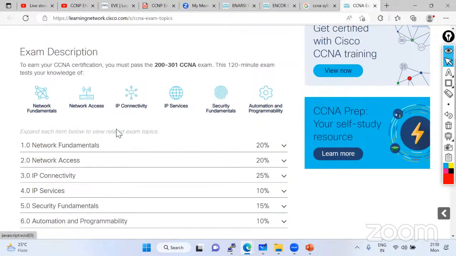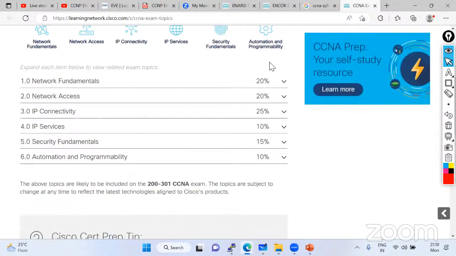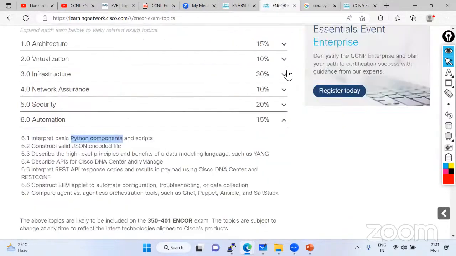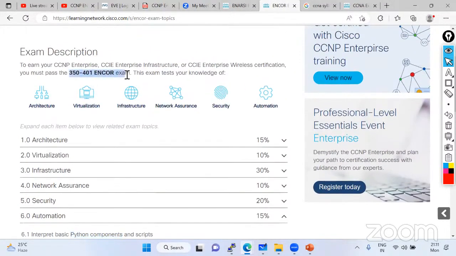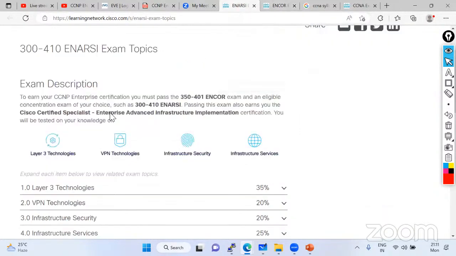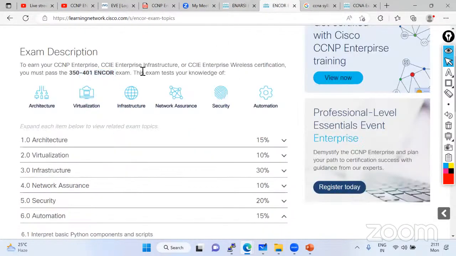So this is what it is about the CCNP ENCOR, right? Without clearing this CCNP ENCOR 350-401, you cannot clear the CCIE exam. If you want to clear CCIE in enterprise infrastructure or the wireless certification, you are not eligible without this exam. Okay. Even if you have not done the CCNP ENARSI, no problem. But if you want to do CCIE, you must clear ENCOR. Okay, guys. So this is one thing.